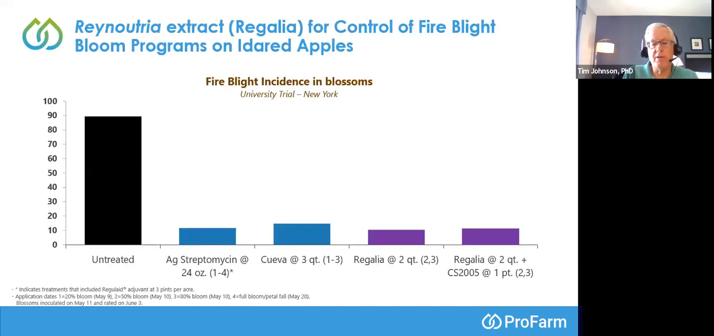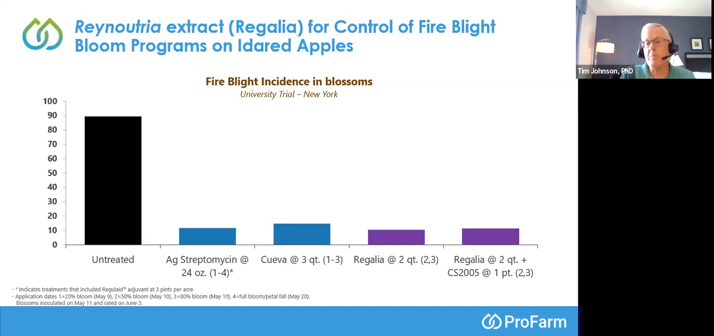So let's start with fire blight. These are small plot research studies. These are inoculated trials. So in the lower left of each slide, you'll see the details in terms of whether or not an adjuvant was used, what the application dates were, what the crop stage was at the time of application, and when the artificial inoculation was done, as well as when the evaluation was conducted.